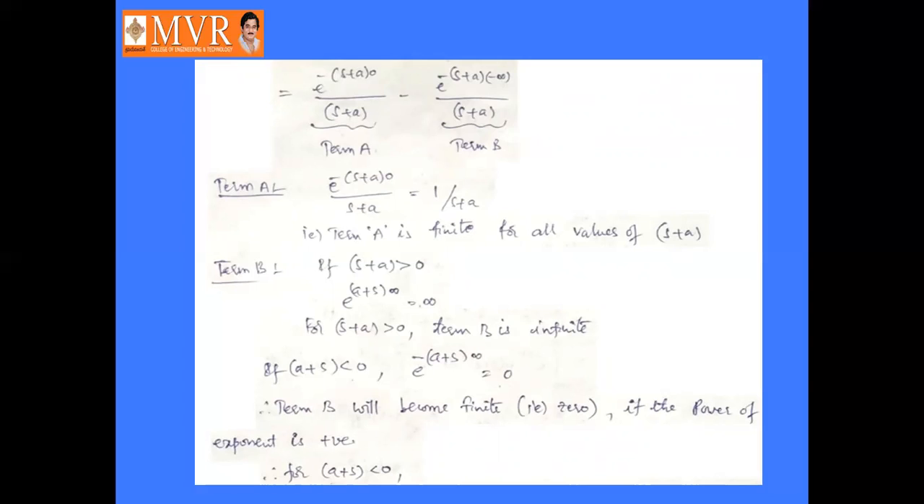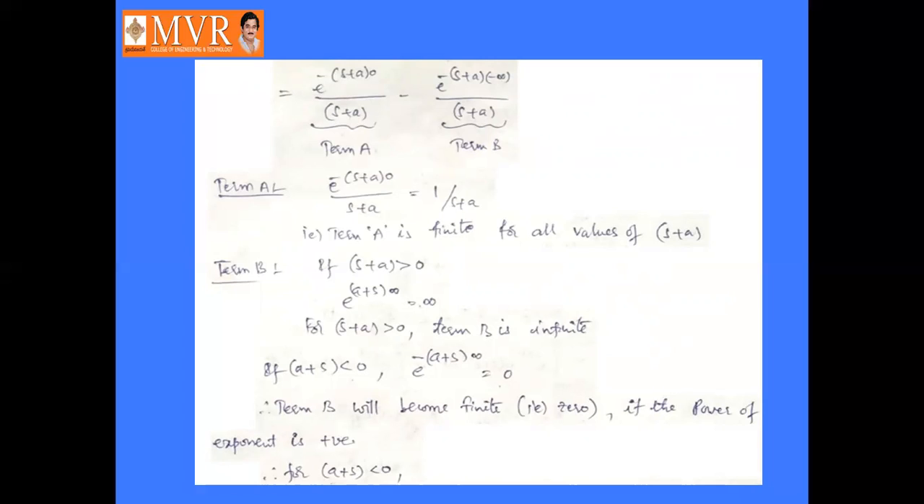So like the previous problem, it is also divided into two terms, term A and term B. We will simplify one by one term. If we take term A, this will become e power 0 by s plus a. It is equal to 1 by s plus a for all values of s plus a. For term B, if s plus a is greater than 0, then it will become e power (s plus a) into infinity, e power infinity, that is infinity. Infinity by s plus a, that is infinity. So we'll get infinite value if s plus a is greater than 0.